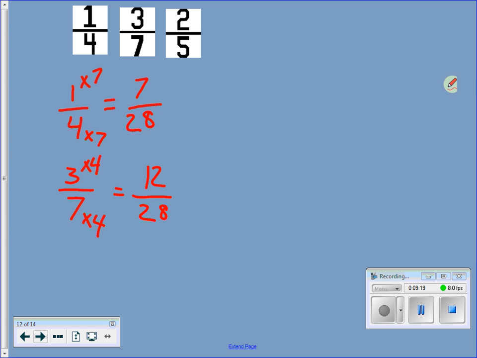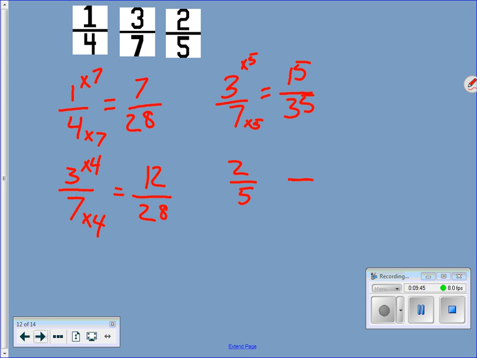Next, we're going to look at the other 2 fractions here. Let's compare 3/7 and 2/5. What's the common denominator that both 7 and 5 can go into? 35, right? We know that 7 times 5 will give us 35. So let's do 3 times 5 to give us 15.